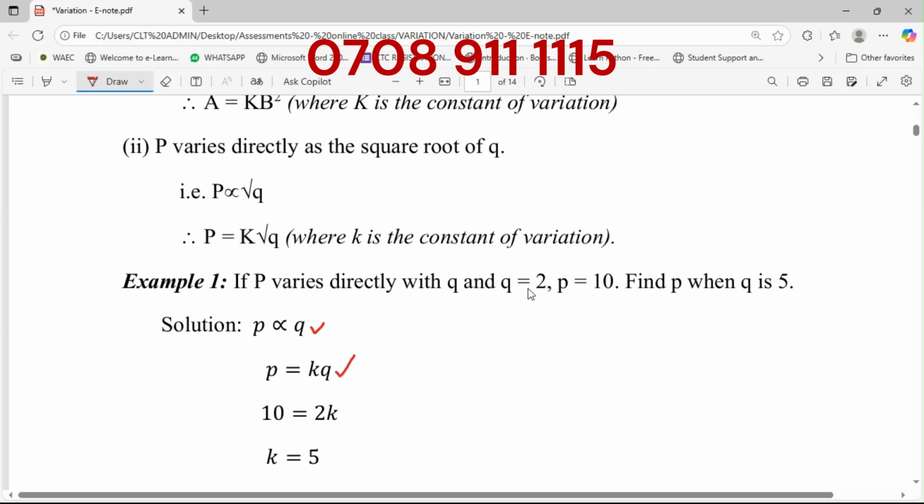So Q equals 2 when P equals 10. I put 10 here in place of P, then 2 in place of Q. That's how we got 10 equals 2K. Remember, K is the constant of proportionality. From there, you get K as what? 5. This is the first thing you do whenever you come across a question on variation. You use the initial values to calculate your what? Constant of proportionality.